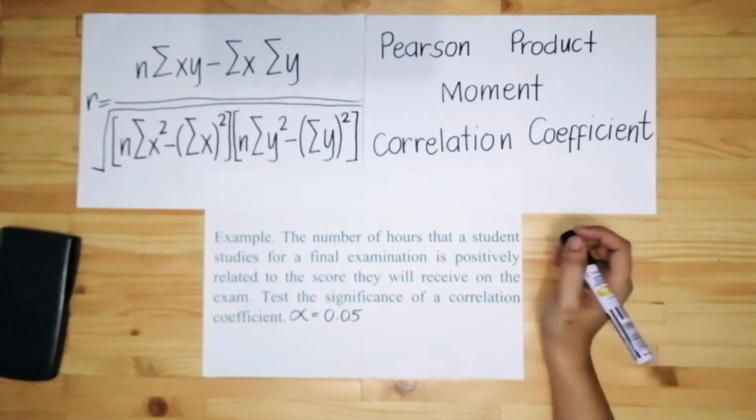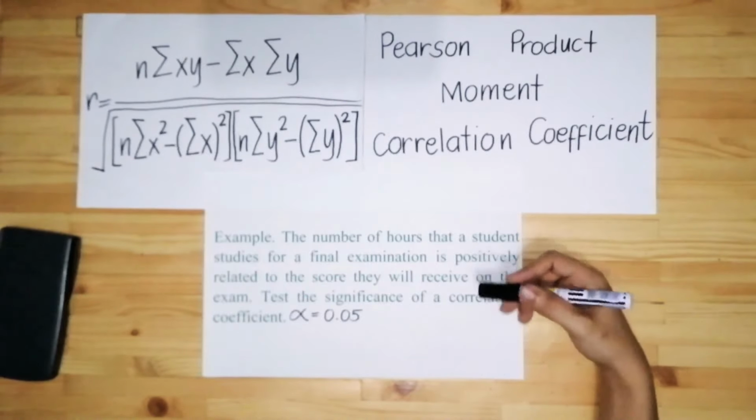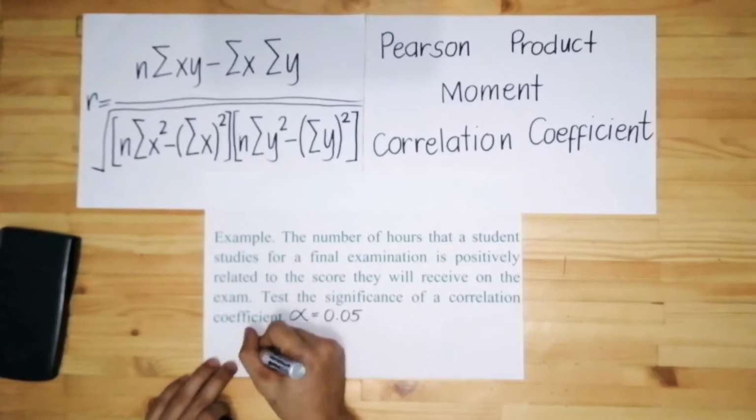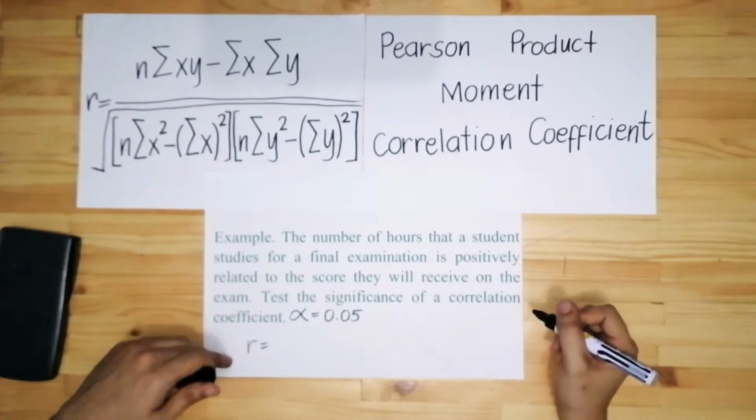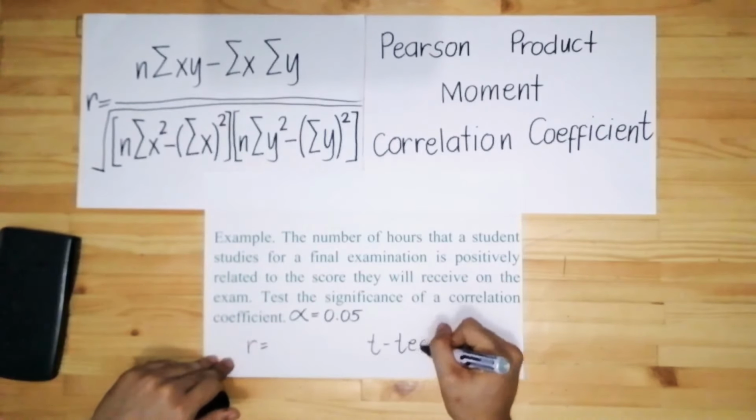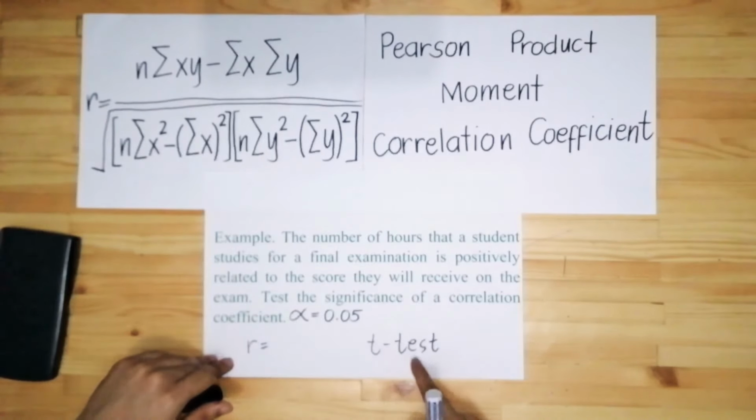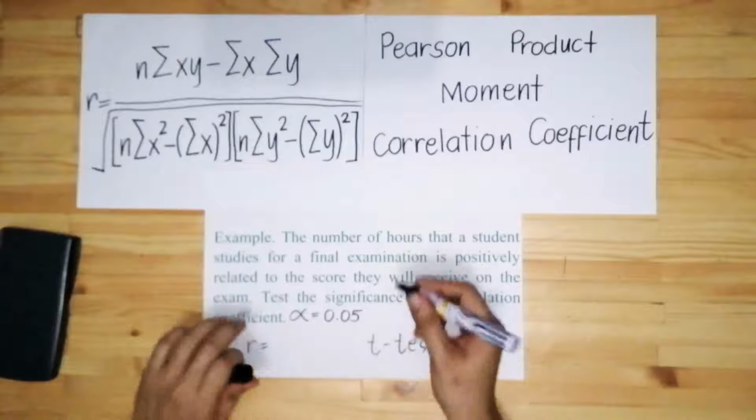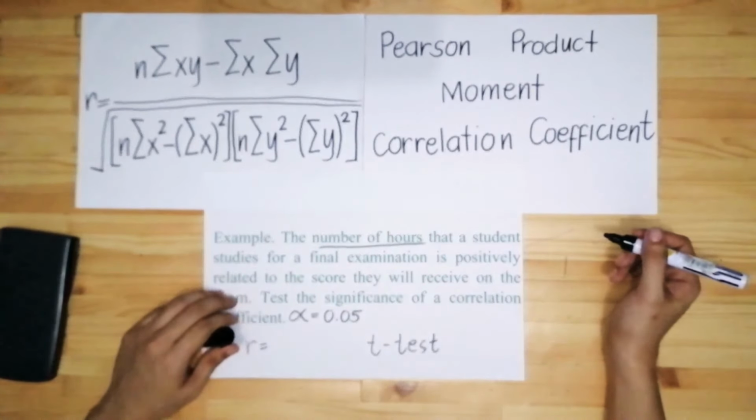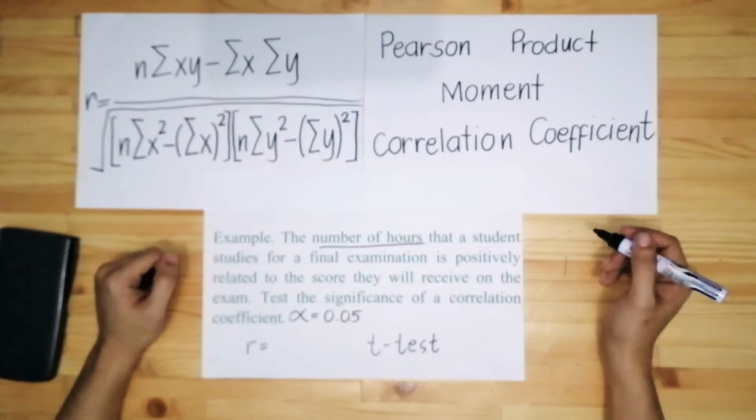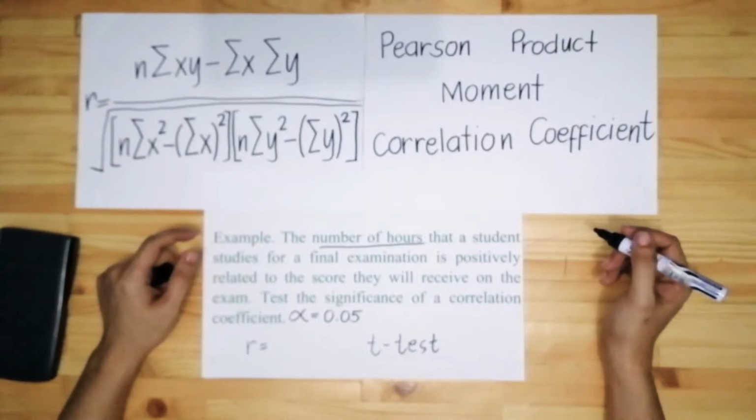Aalamin natin dito yung correlation coefficient and the significance of that correlation coefficient. Okay, so dalawa yung alam natin, the value of R and the significance, the test of significance using t-test. So, pag nakuha natin yung R natin, ilalagay natin siya sa t-test, hypothesis testing, para malaman natin kung may significance ba yung dalawa. So, example, the number of hours that a student studies for a final examination is positively related to the score they will receive on the exam.